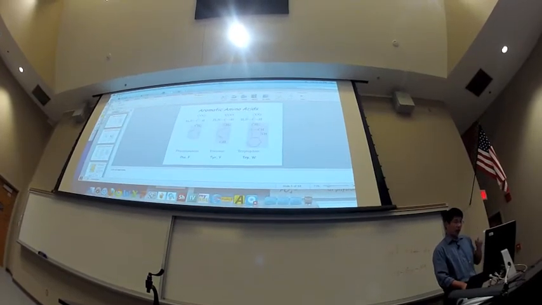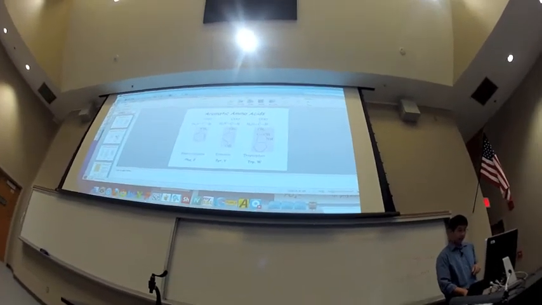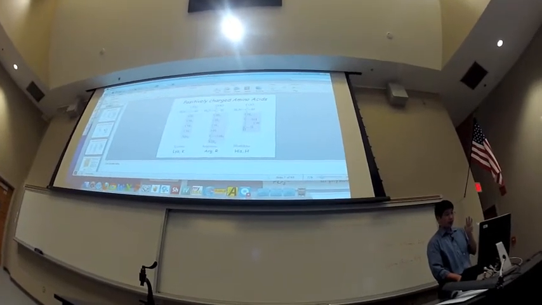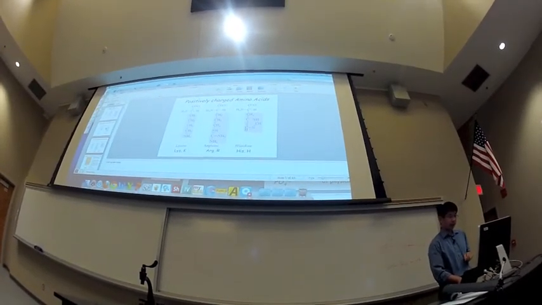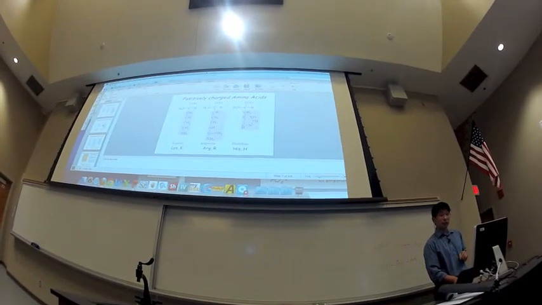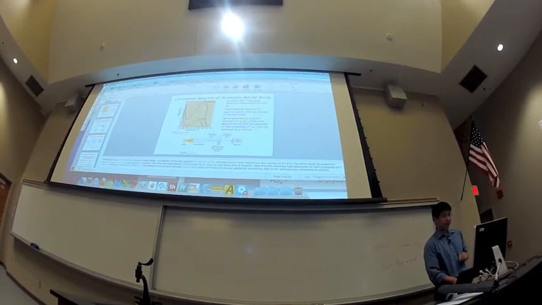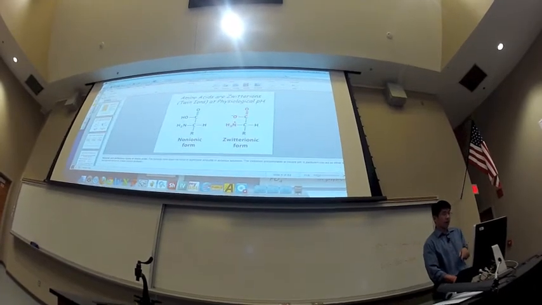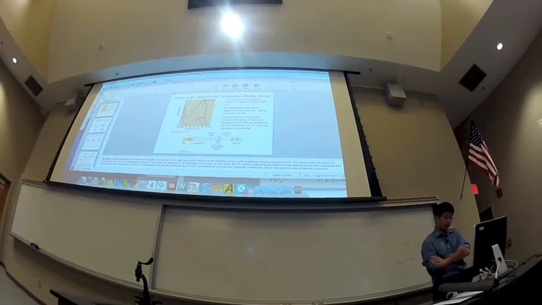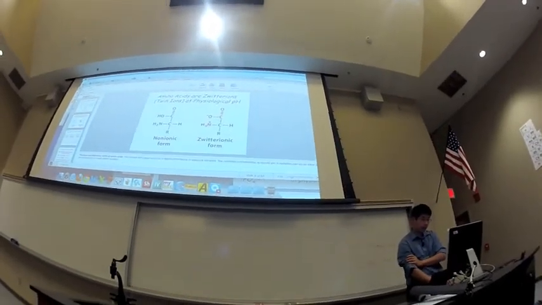We have 3 aromatic amino acids, 2 with negative charge, and 3 with positive charge. Pay particular attention to histidine, because its charge could be 1 or 0.